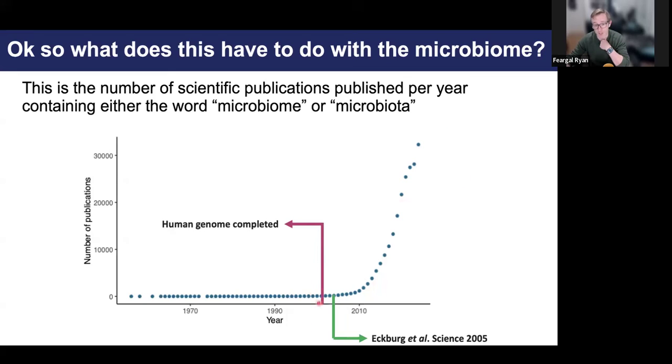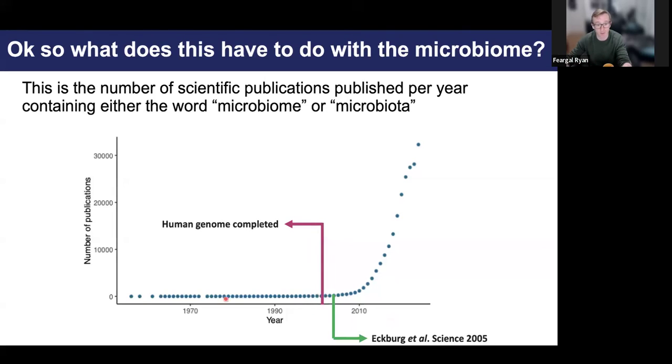So the human genome was completed around here. This scientific paper by Ekberg et al., published in 2005, is really one of the seminal microbiome studies that we would recognize today as modern microbiome science, where they, for the first time, were able to look at bacteria in the gut and identify, oh, wow, there's a lot of these. We should probably be looking at these more.